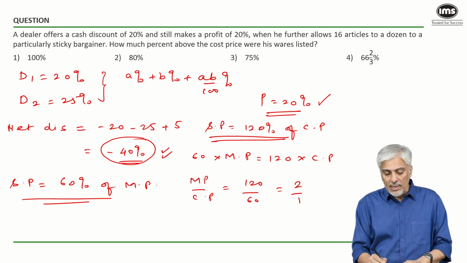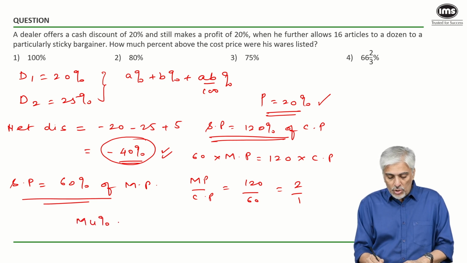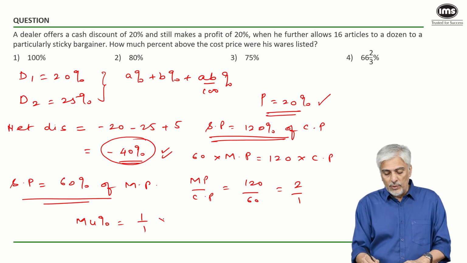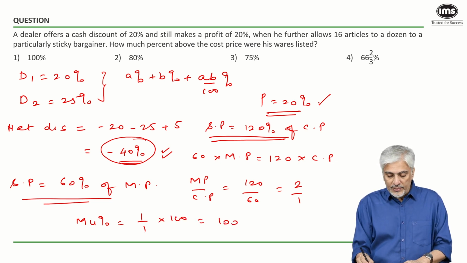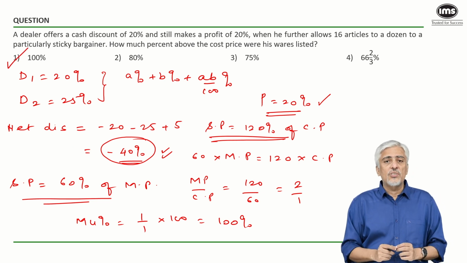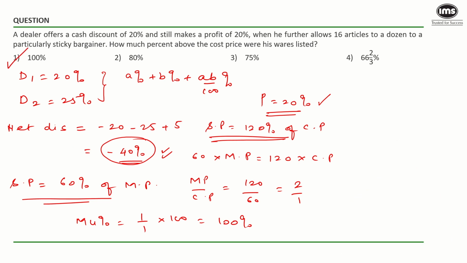Double, right? So markup percentage will be 1 upon 1 because difference between the two is 1. 1 upon 1 into 100, which is 100%, which is the first option. Very important question. Go through both the approaches really well and try it hard.